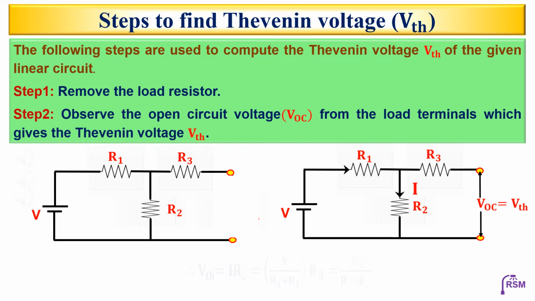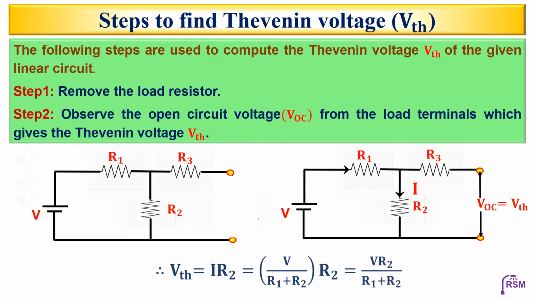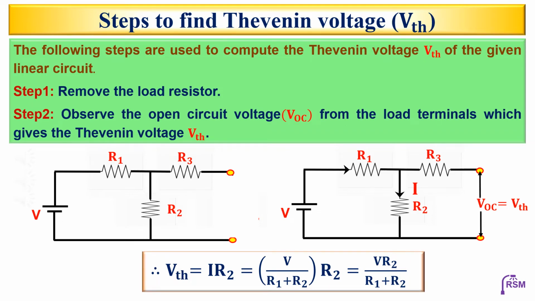Therefore, the Thevenin voltage VTH is given by VTH = I into R2, where I is the current flowing through the resistor R2 and is given by V by (R1 + R2). Therefore, VTH becomes V into R2 divided by (R1 + R2).